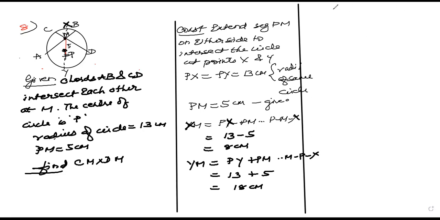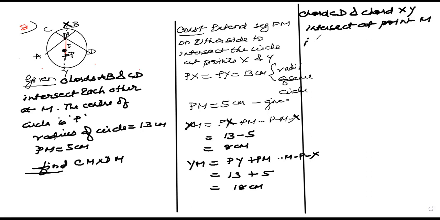You can see here your chord CD. Just have a look at chord CD and chord XY. A diameter is nothing but a chord, okay? XY intersects at point M inside the circle. So naturally, children, whenever you see two intersecting chords inside a circle, you can use intersecting chord properties.